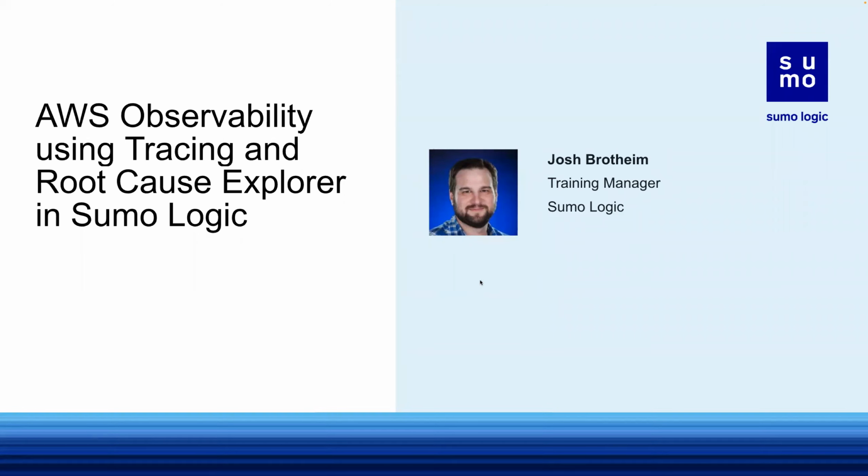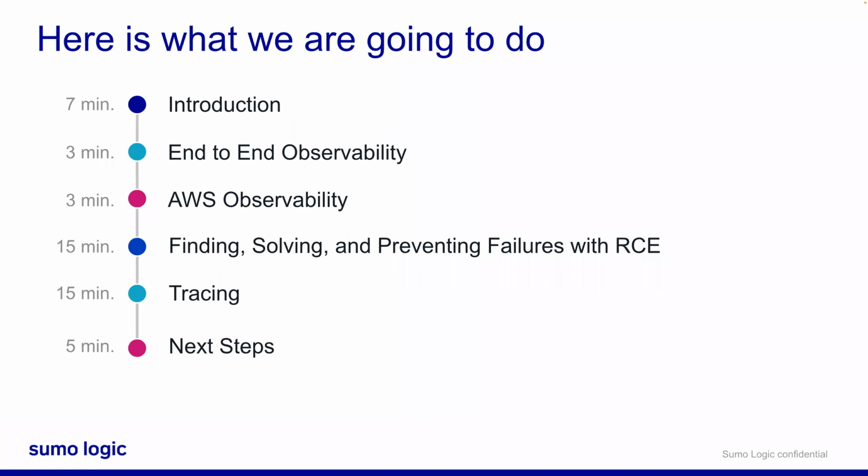But let's talk about what we're going to do for the next hour. So, introduction, which we've already started. Then we're going to talk about end-to-end observability and just do some definitions, some level setting. I'm going to talk about AWS observability, and then we're going to really dive into the features that we want to discuss today, which are tracing and Root Cause Explorer, or RCE as we refer to it. For those two portions, we're going to have some labs.